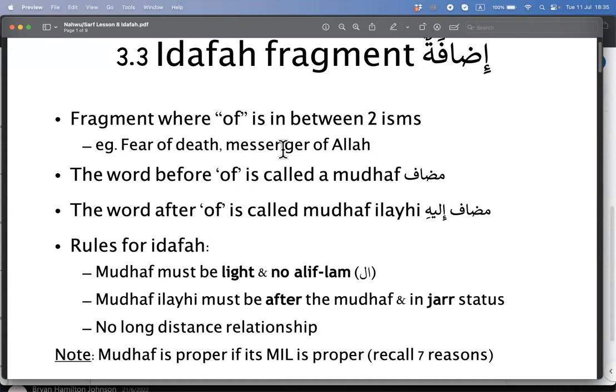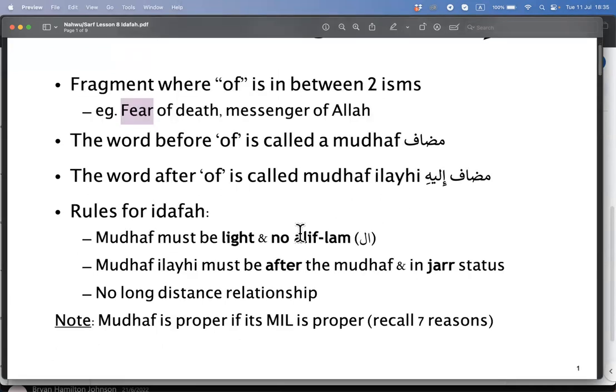Okay? So the word before the "of", meaning the first word here, messenger and fear, is called the Mudhaf. And the word after the "of" is called Mudhaf Ilaihi. The rules of Idafah are: the first word, the Mudhaf, must be light, with no alif lam. And the Mudhaf Ilaihi must come after the Mudhaf in jar status. Mudhaf Ilaihi is the word after "of", so that's why it's in jar status. And there must be no long distance relationship. So you cannot say fear of, and then something here, and then death.